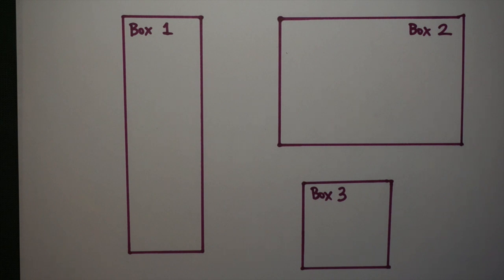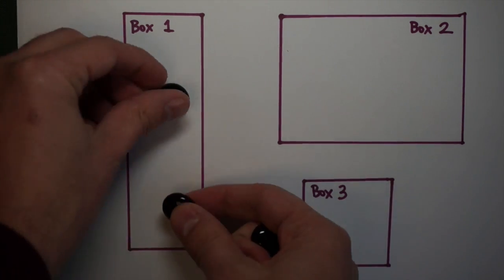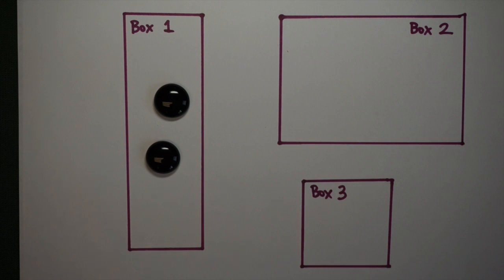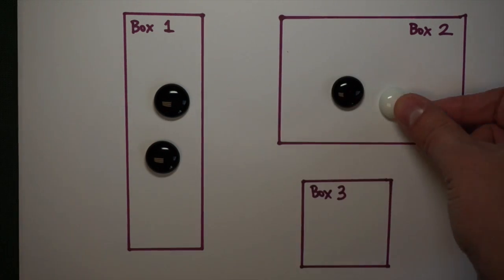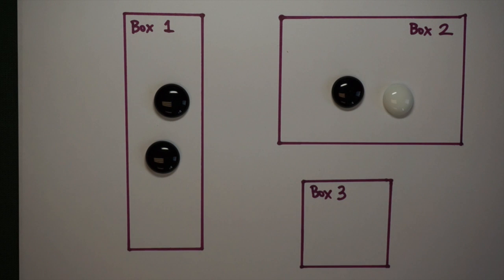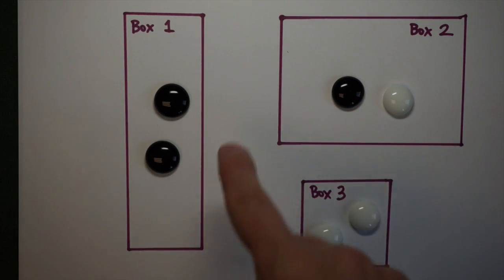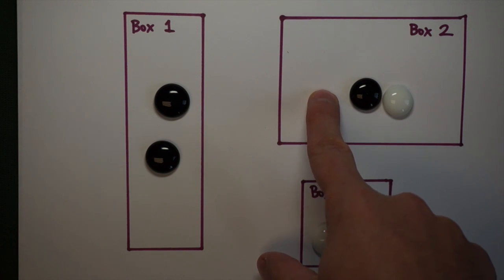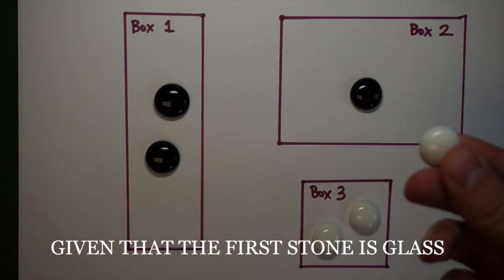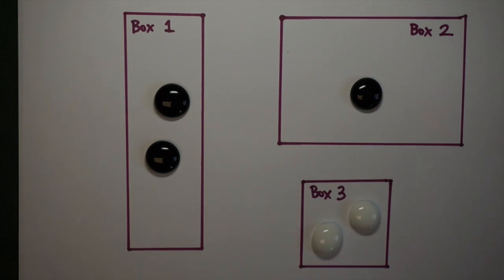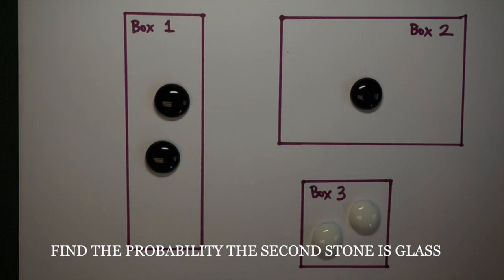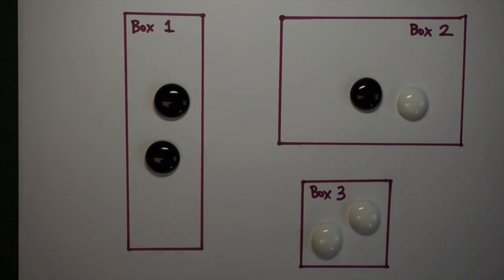So here's the situation. We have our boxes, and we're going to put some marbles in the box. I just have stones, black and white stones, so that's what I'm going to use. You have 2 black stones in the first box, a black and a white stone in the second box, and 2 white stones in the third box. So if we pick one of the boxes at random, and then we pick one of the marbles out of the box we pick, so if I pick box 2, then I pick a marble at random out of there, I'm assuming that I pick a glass marble. What's the probability the second marble is also glass? In this case, it wouldn't be. But if we picked box 3, it would.